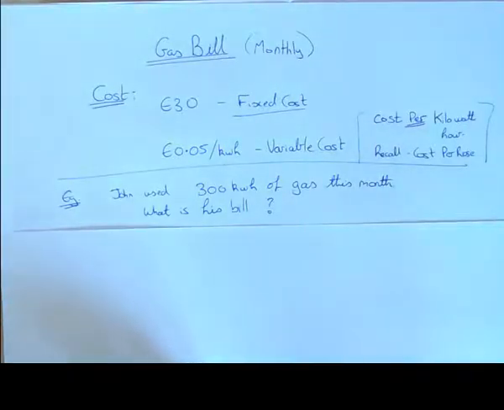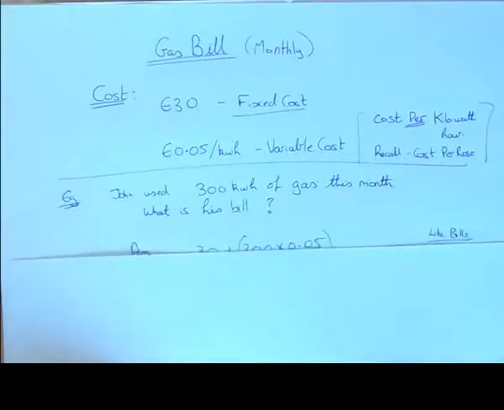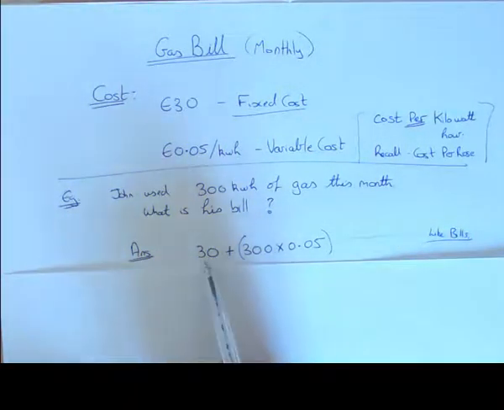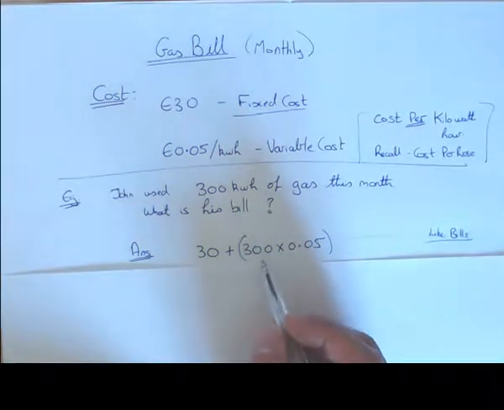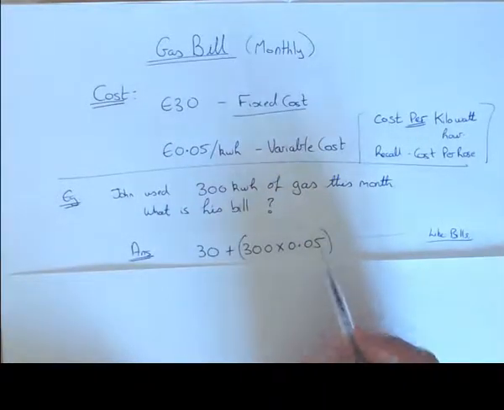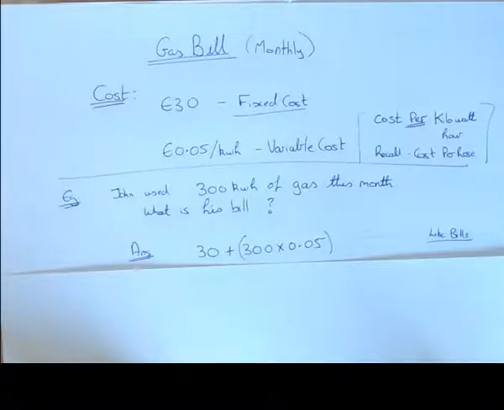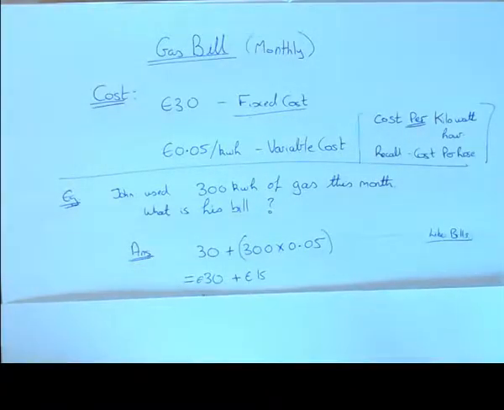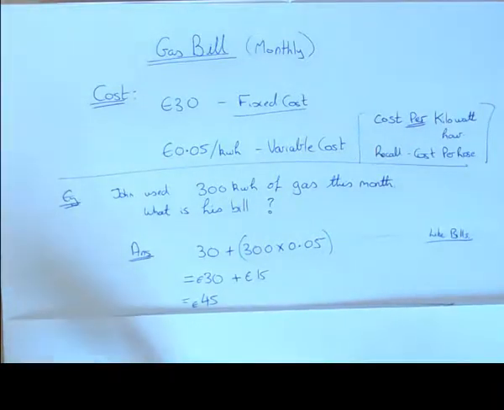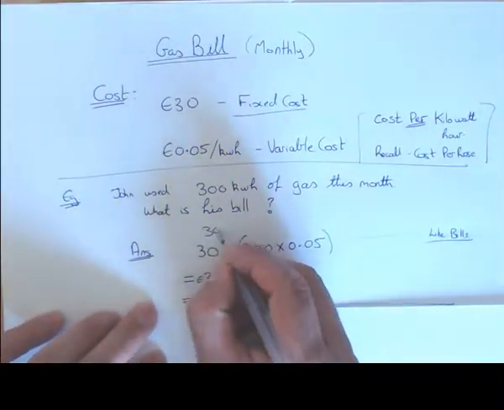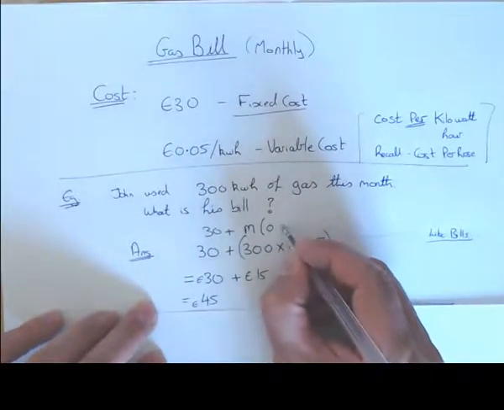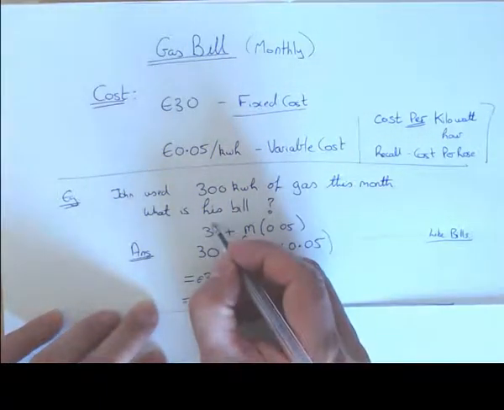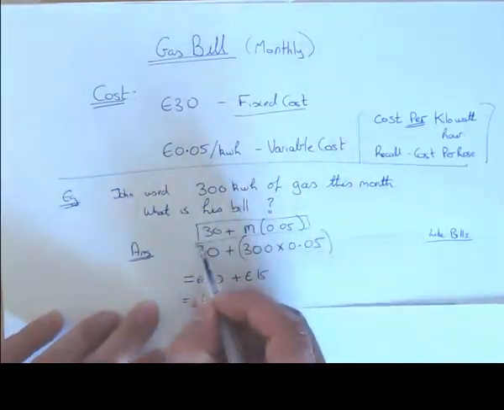Let's have a look at an example. In this example, John used 300 kilowatt hours of gas this month, and we wanted to know what his bill was. So his bill was 30 euros. That's fixed. He has to pay that no matter what. Plus 300 kilowatt hours multiplied by 0.05 euros per kilowatt hour, which is 30 euro plus 15 euro for a total of 45 euro. So that's just a basic formula: 30 plus the number of kilowatt hours he's having times 0.05. This is your fixed cost and this is the multiple.